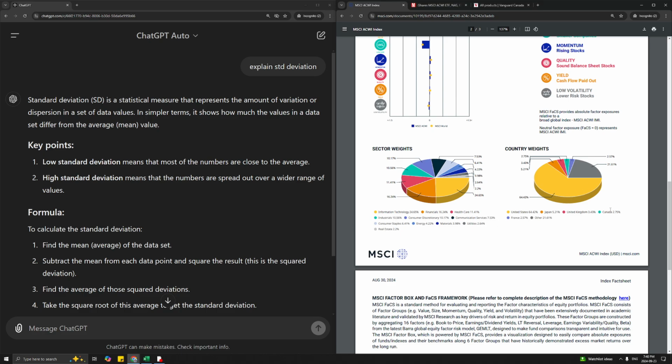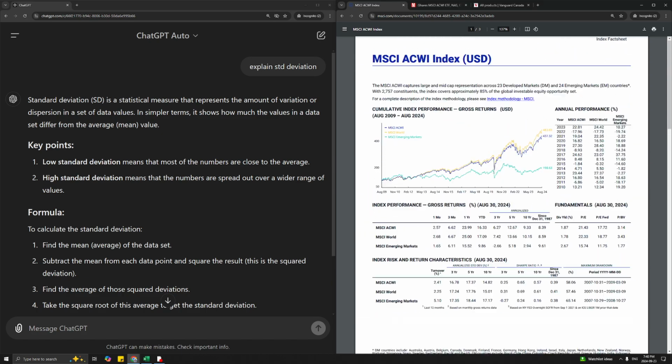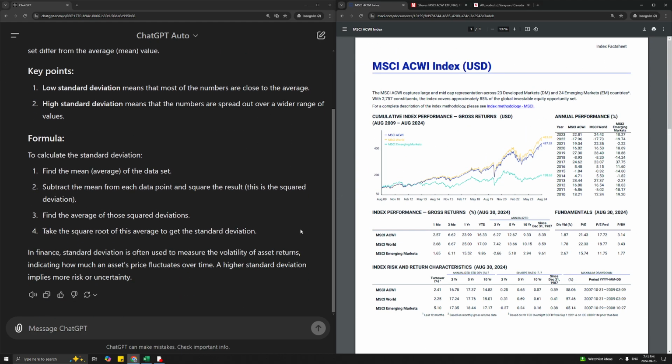Cool. Whatever. Country weights: US, Japan, UK, Canada, France, other. Great. We'll figure out how to do that. By the way, say hi to ChatGPT. I'm gonna be using it pretty heavy.